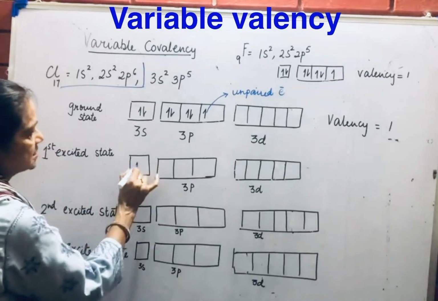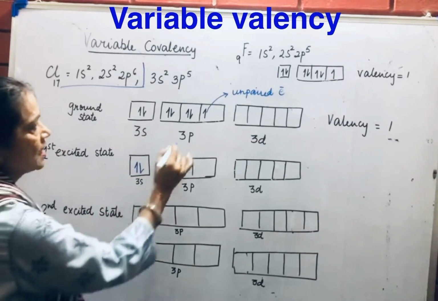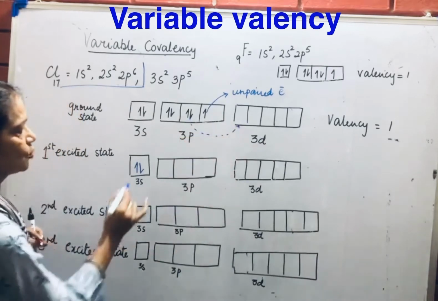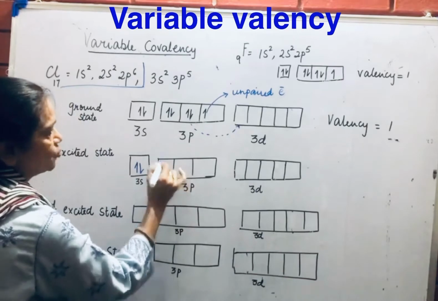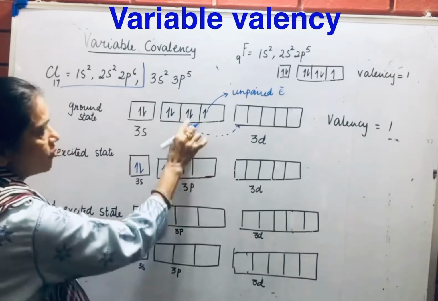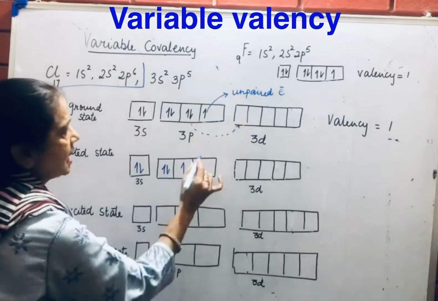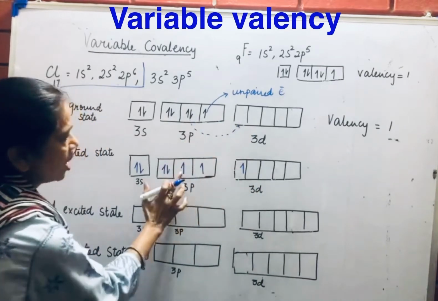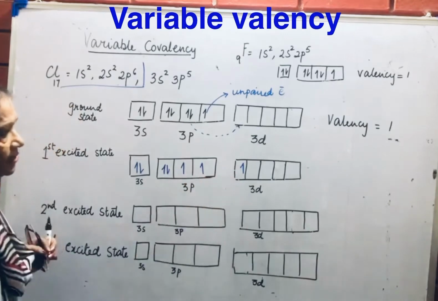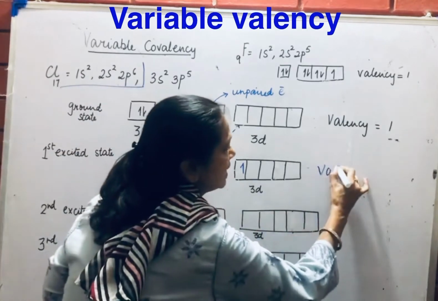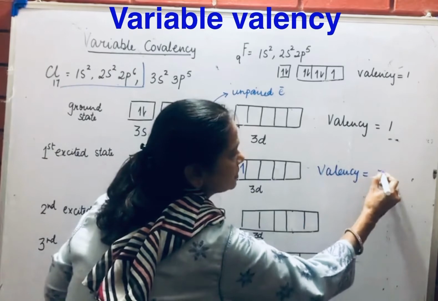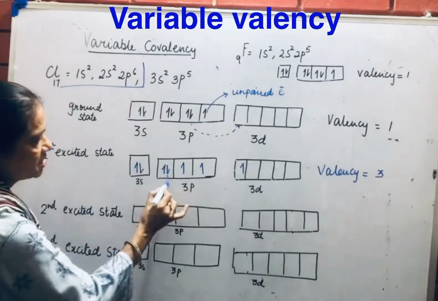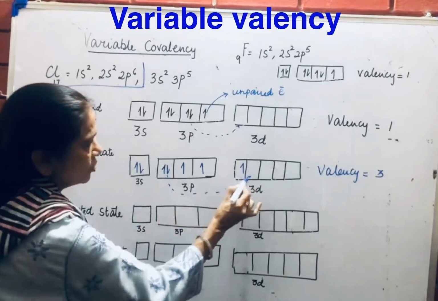In the excited state, S has these two. I am shifting this one electron here. So what will I have? These two are as such. One electron from here has gone here, and this was already here. So I've shifted these. So now there are 3 unpaired electrons. So now I'll say valency becomes 3.